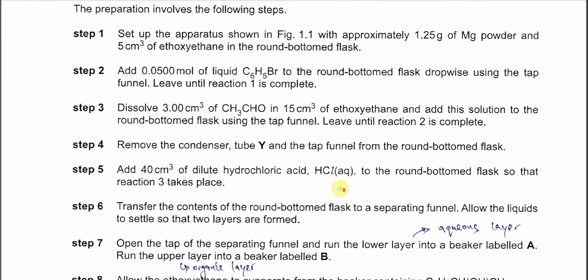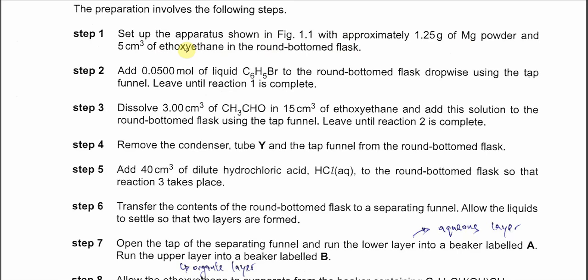Let's start from step 1 and go through them one by one. For step 1, set up the apparatus shown in figure 1.1, with about 1.25 grams of magnesium powder and 5 cm³ of epoxyethane in the round bottom flask. So this just means putting the magnesium powder in the organic solvent.